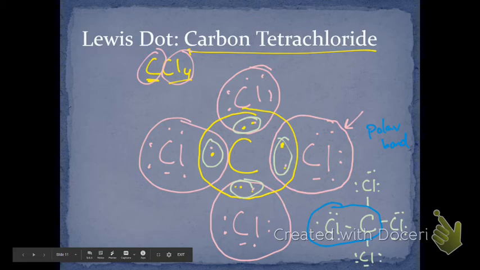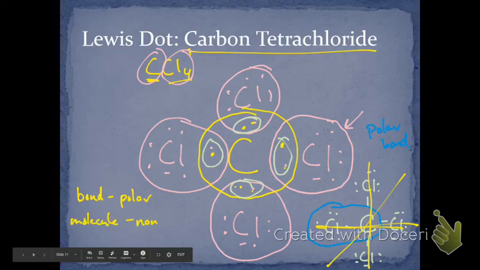Because what you'll notice is there's actually a lot of lines of symmetry. Like, here's a line of symmetry, like both sides, but here's a line of symmetry, right? Here's another line of symmetry. There's a lot of lines of symmetry. So if you have more than one line of symmetry, it's going to be nonpolar. The molecule is nonpolar. So the bond is polar, but the molecule, or the whole compound itself, it's nonpolar because there's more than one line of symmetry, right?